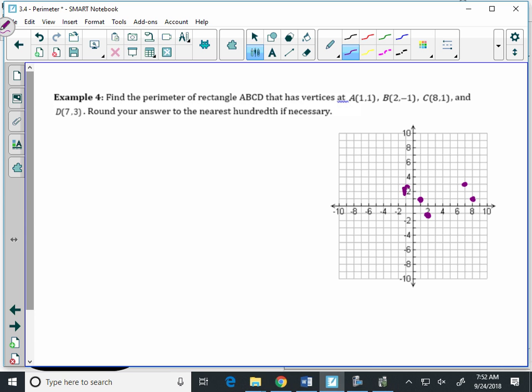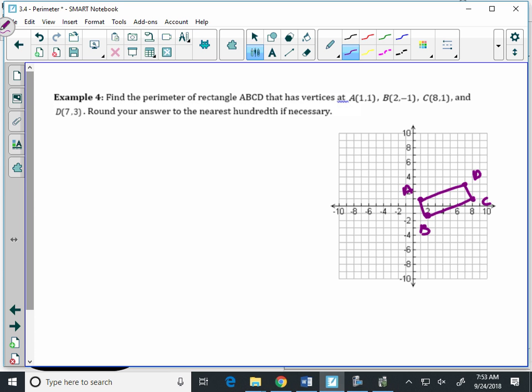And then label A, really important, B, C, and D. Really, really important. Label those points. That way you can find the distance. And again, it says to find the perimeter of this rectangle, rounding your answer to the nearest hundredth.